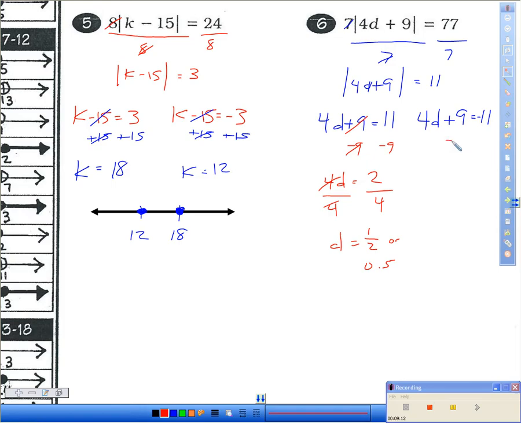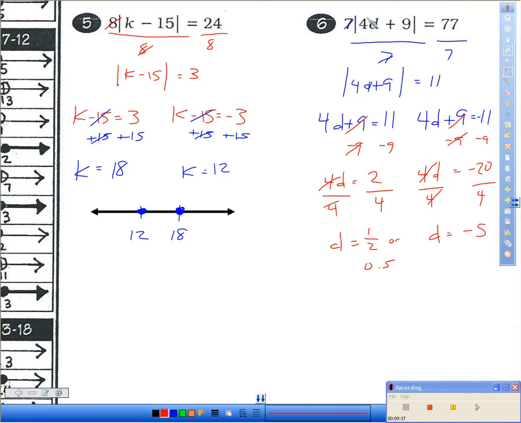Alright, the second equation, I'll subtract 9 from the left, subtract 9 from the right. Plus 9 minus 9, basically, it's like they never happened. So 4d on the left hand side, negative 11 minus 9 is negative 20. And at that point, we'll divide the left by 4, divide the right by 4. The 4's cancel, just giving us d. And on the right hand side of the equation, negative 20 divided by 4 is negative 5.